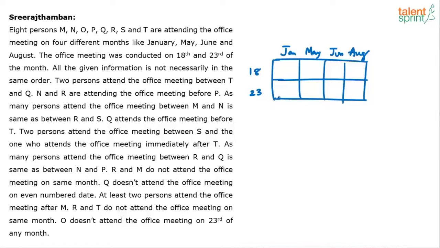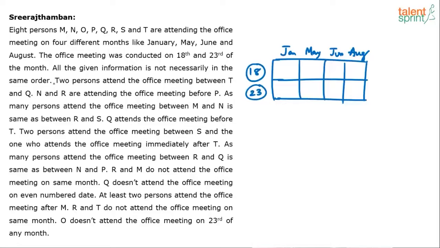The month name doesn't matter as long as no data with respect to months is given, like 30-day month, 31-day month. Sometimes we get that kind of data, right? P did not attend a meeting in a month which has 31 days. So if that kind of data is given, then the month name is important. But here I think the data is not with regards to number of days.